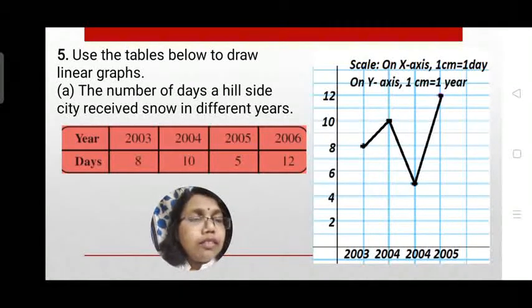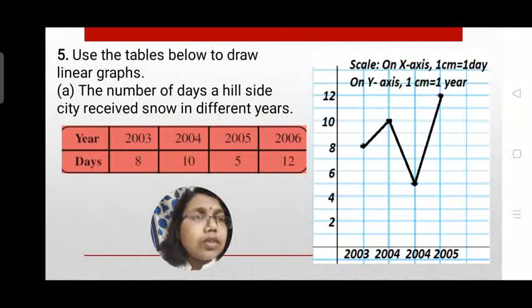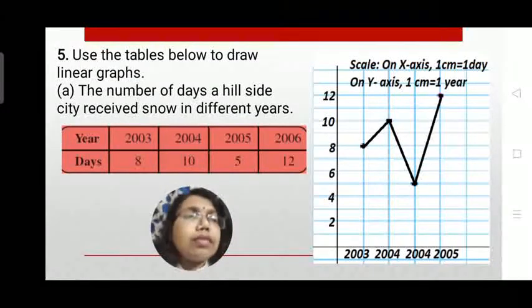In 2005 it should be 5, and in 2006 it should be 12. So as seen here, we could see the points. After that, we have to connect the points and make the linear graph.